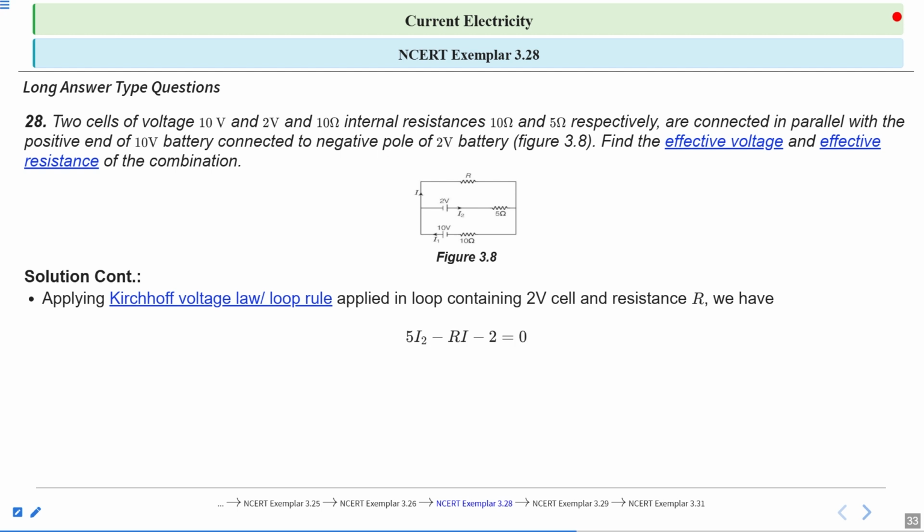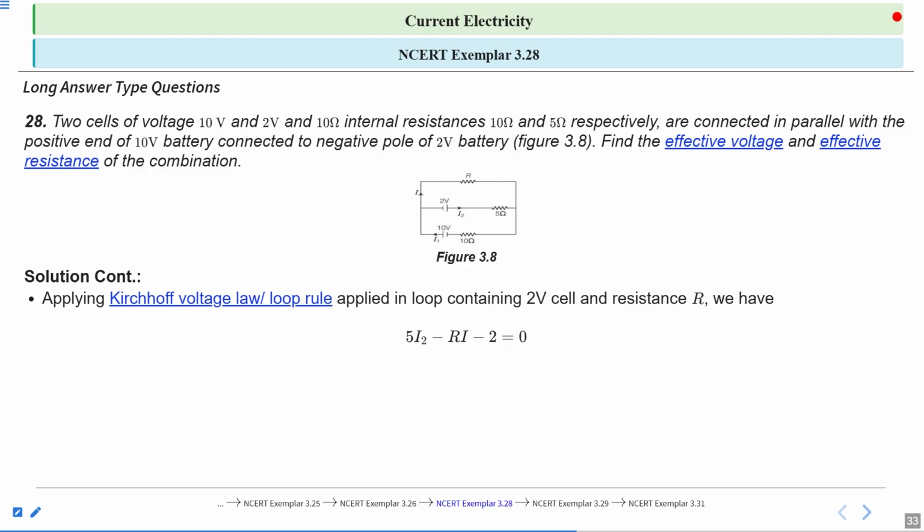So now we are moving in the direction opposite to the current I2, through the battery. Now we are going from the positive terminal to the negative terminal of the 2 volt battery, from right to left. So minus 2 will be taken.